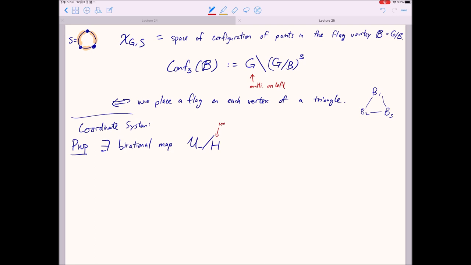So this quotient is the model by the conjugation. So there's a directional map from U mod H to the configuration given by the following formula.